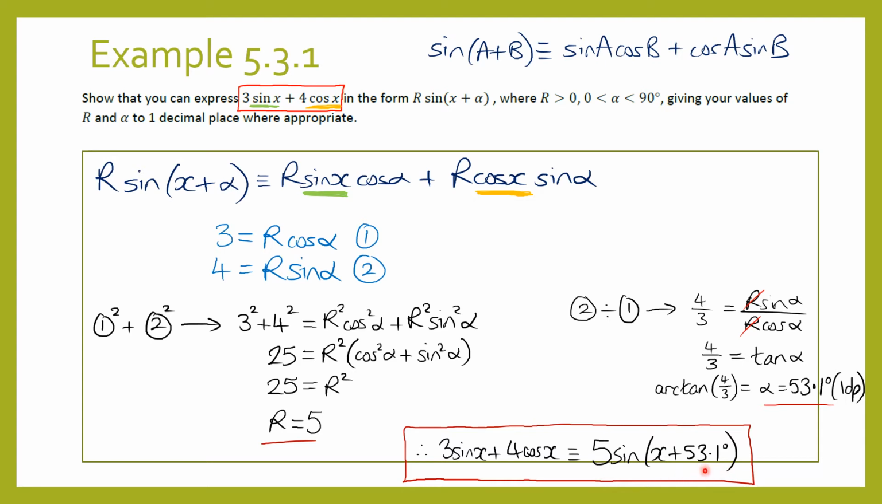There we go, first example. You might not fully understand the method straight away, but that was our first example. It might take a few goes and maybe a little bit of time before you feel completely confident with this method. Let's crack on now with another example. So going on to example 5.3.2.